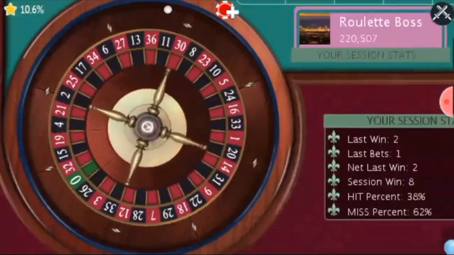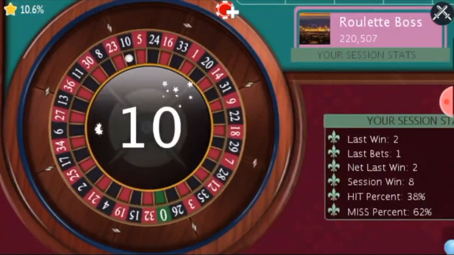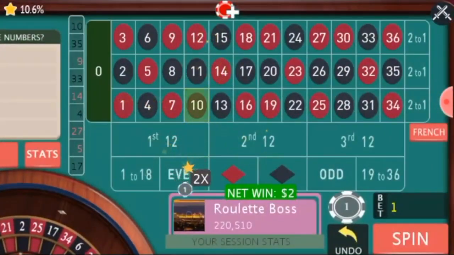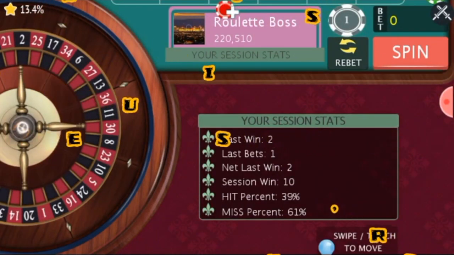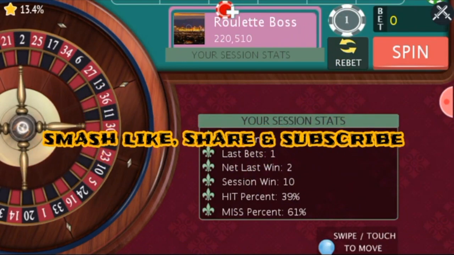Spin number 1. Our target is 10 units per session. And we have made our target. We had a win on the first dozen there. So as you can see, we're up 10 units in profit. Now our hit rate is down to 39%, but we still managed to make our 10 units target.